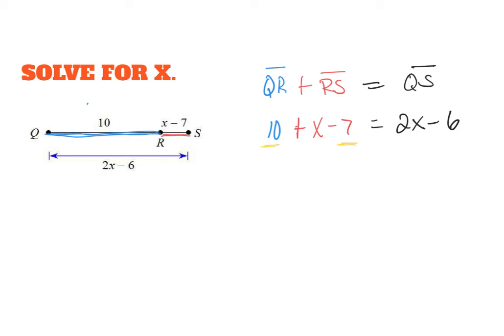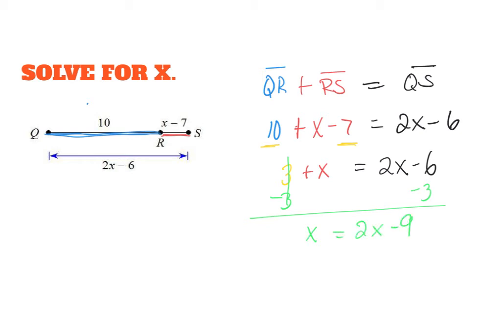So I'm going to combine like terms first. So 10 minus 7 is 3. And I'm going to keep everything else. Plus x equals 2x minus 6. I'm going to move over the 3. So minus 3 on both sides. X is going to equal 2x minus 9. Subtract 2x on both sides. X minus 2x is going to give me a negative x equals negative 9. And then when I divide both sides by negative 1, I'm going to get x equals 9.